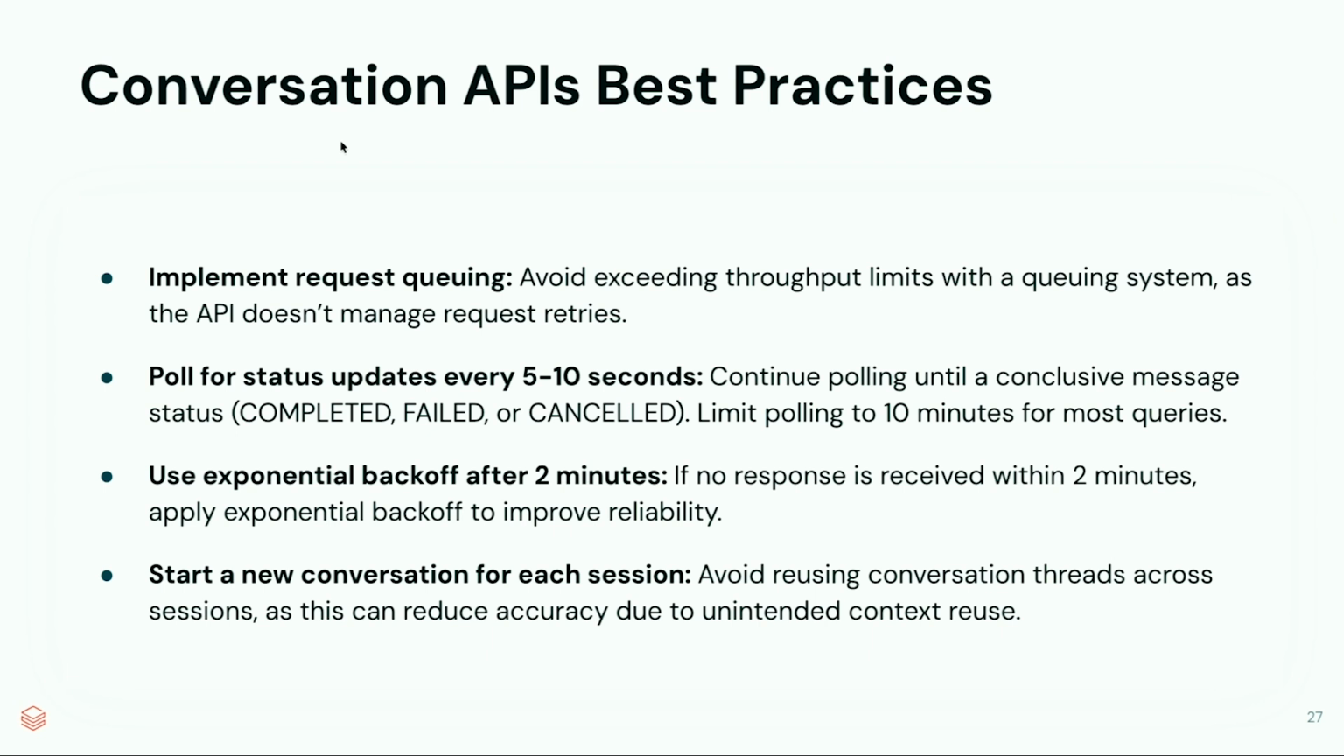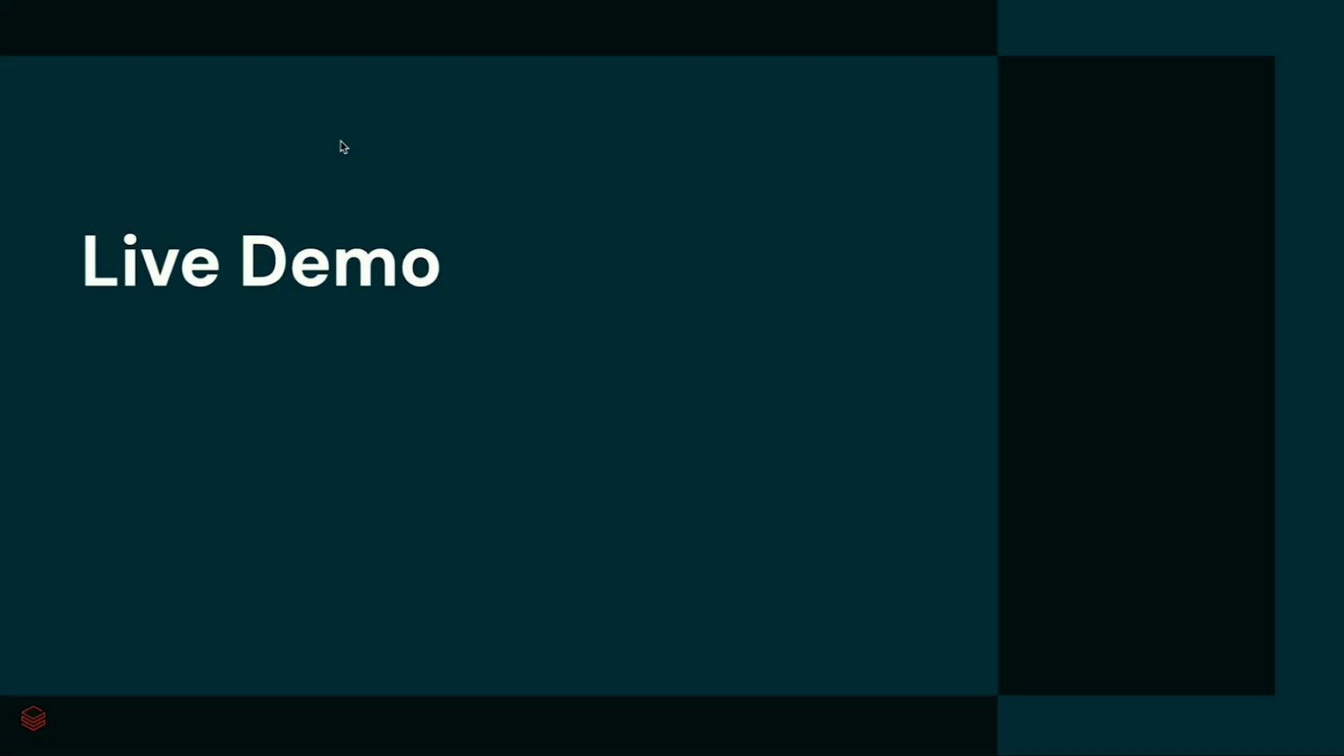There are some best practices for using the Conversation APIs on their own as well. For the best performance, make sure you're implementing request queuing, polling for status every 5 to 10 seconds, and using exponential backoff. For the best accuracy, make sure you're starting a new conversation thread for each user session, as this keeps the context window clean.